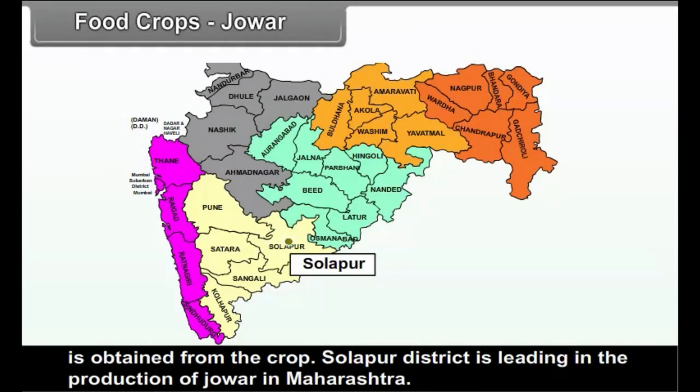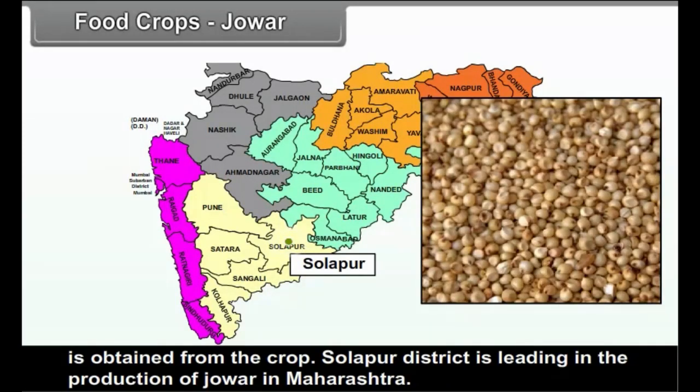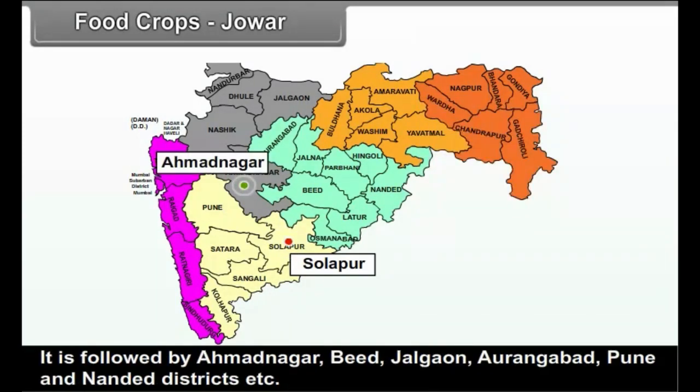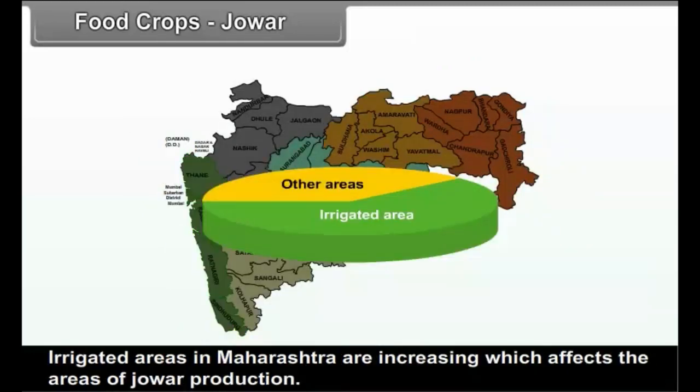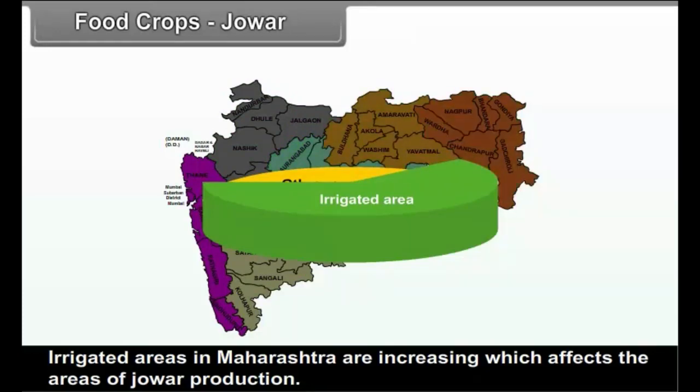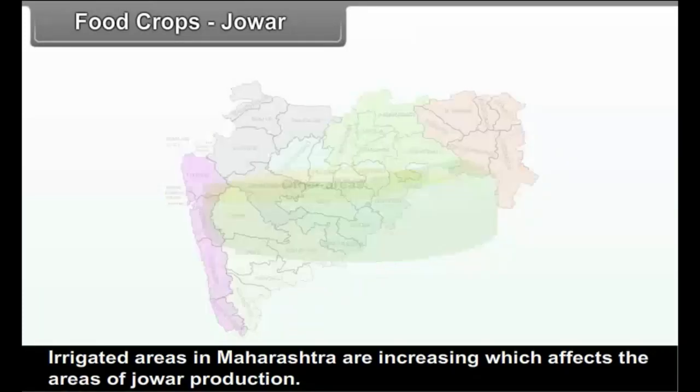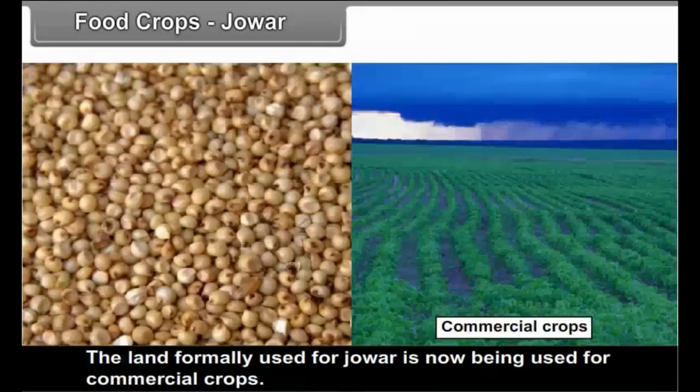Solapur district is leading in the production of jowar in Maharashtra. It is followed by Ahmednagar, Beed, Jalgaon, Aurangabad, Pune and Nanded districts, etc. Irrigated areas in Maharashtra are increasing, which affects the areas of jowar production. The land formerly used for jowar is now being used for commercial crops.